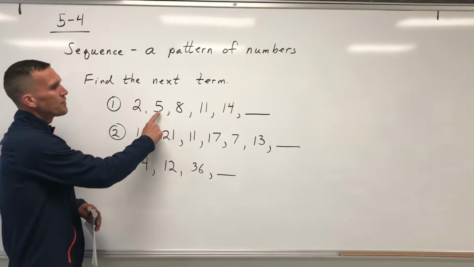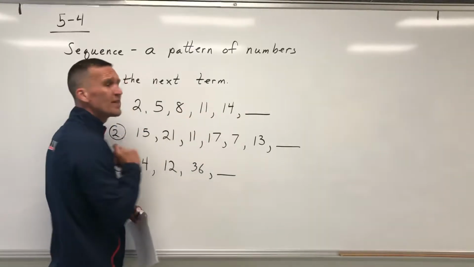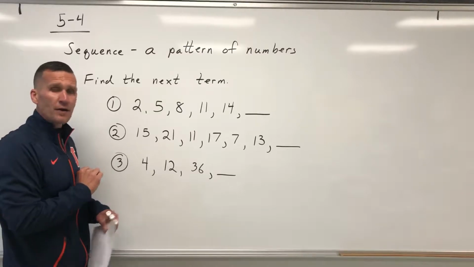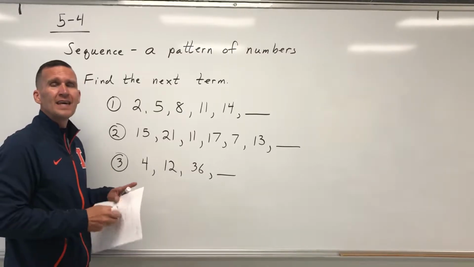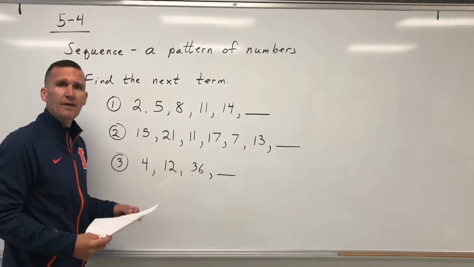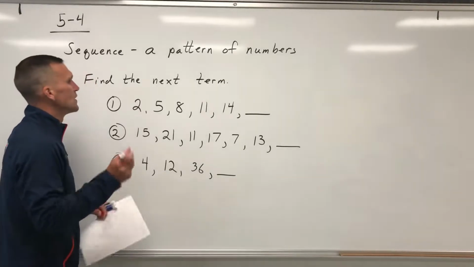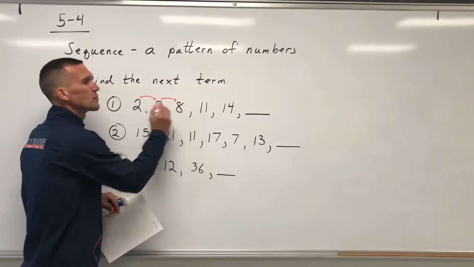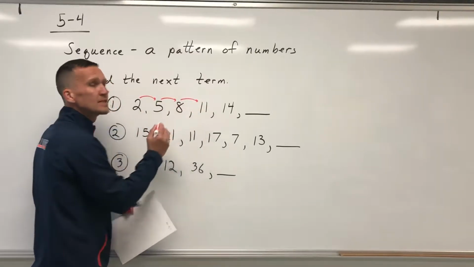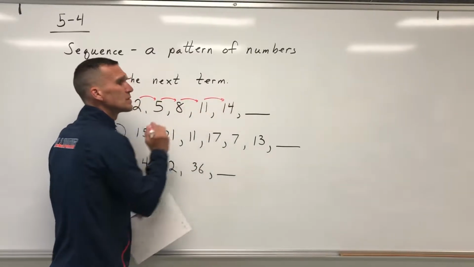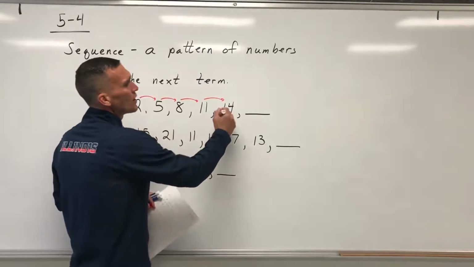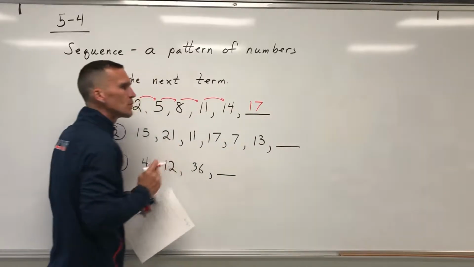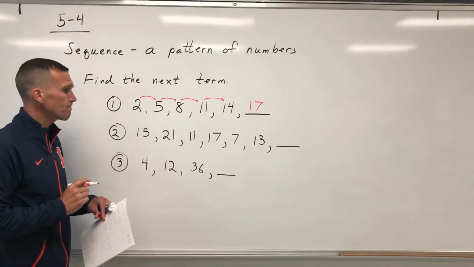So this would have been maybe the most basic style you would have seen in the past. When you go from 2, 5, 8, 11, 14 will be the next number. Now you can pause it to see if you know, but the pattern is I would simply increase or add 3 each time. So it'd be 2 plus 3 is 5, plus 3 is 8, plus 3 is 11, plus 3 is 14. So all I have to do is add 3 and 17 would be my next term.